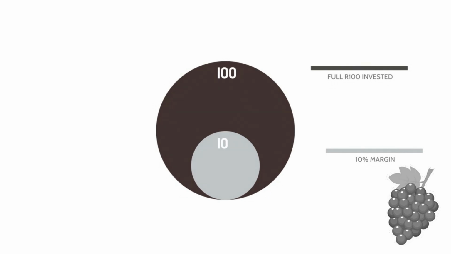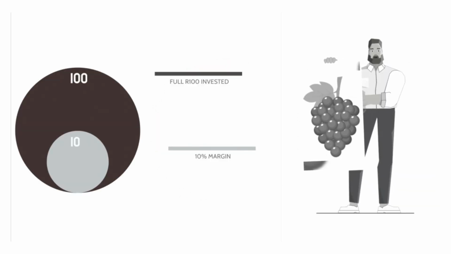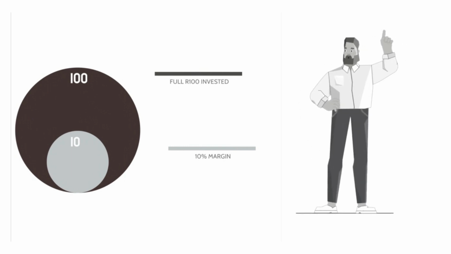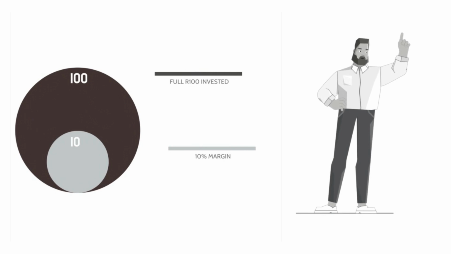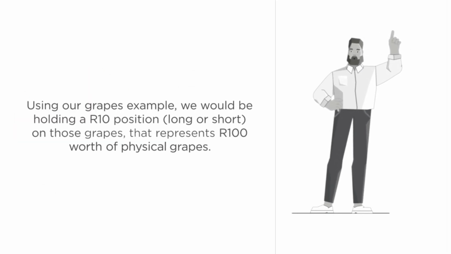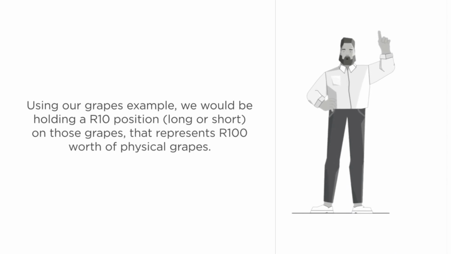Using our grapes example, instead of holding the 100 Rands worth of physical grapes, we would be holding a 10 Rand position, either long or short, on those grapes that represents 100 Rands worth of physical grapes.